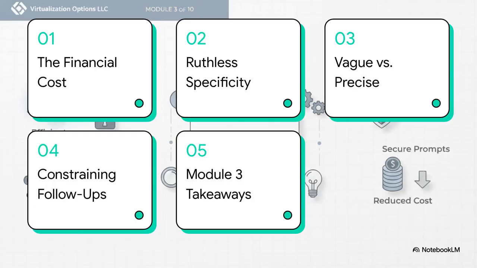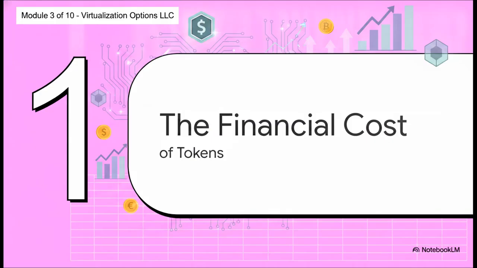Here's our roadmap for the module. First, we'll unpack the actual financial cost of tokens. Then, we'll introduce a really powerful concept called mastering ruthless specificity. After that, we'll compare vague versus precise prompts in a real-world scenario. Fourth, we'll tackle constraining follow-up responses, which is a huge area for waste. And finally, we'll wrap up with our key takeaways. Starting off with Section 1, the financial cost of tokens.